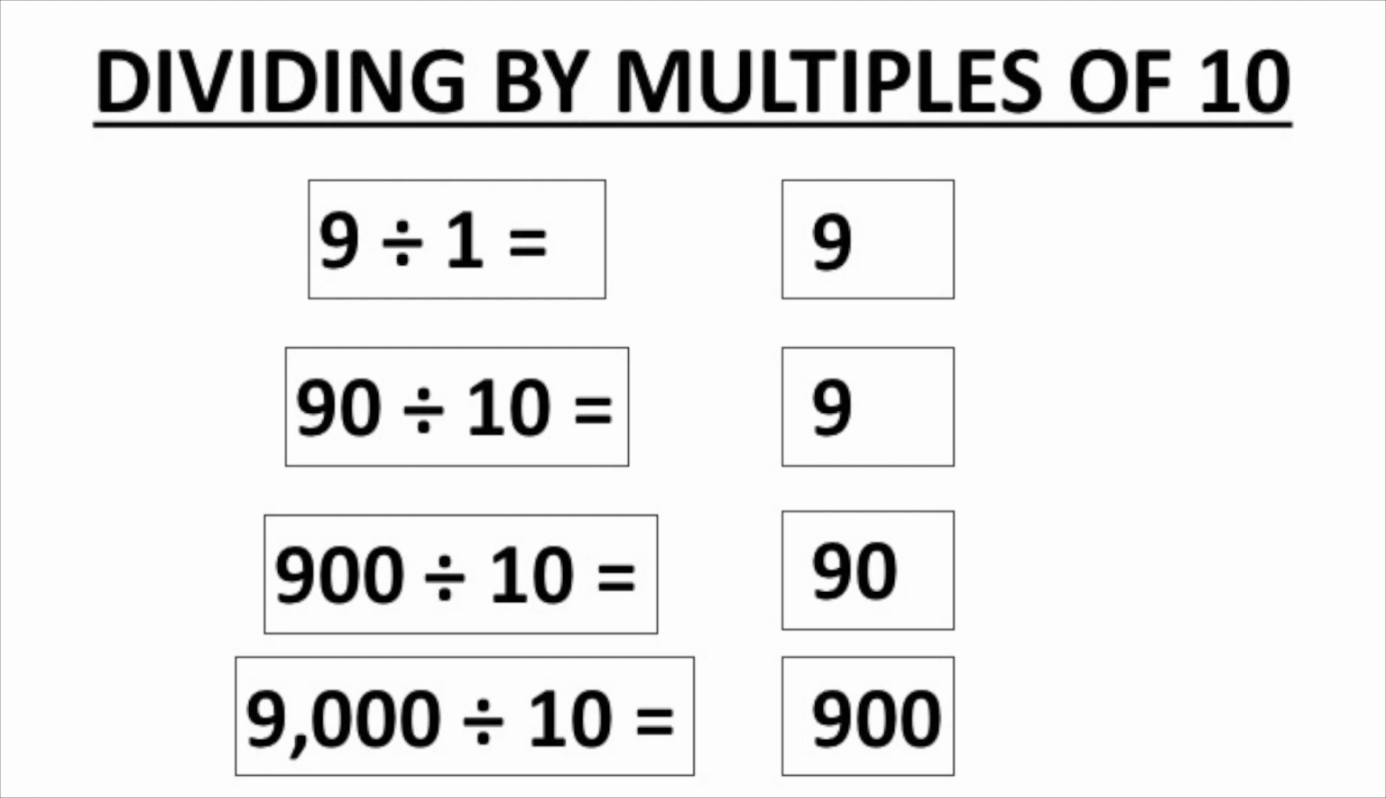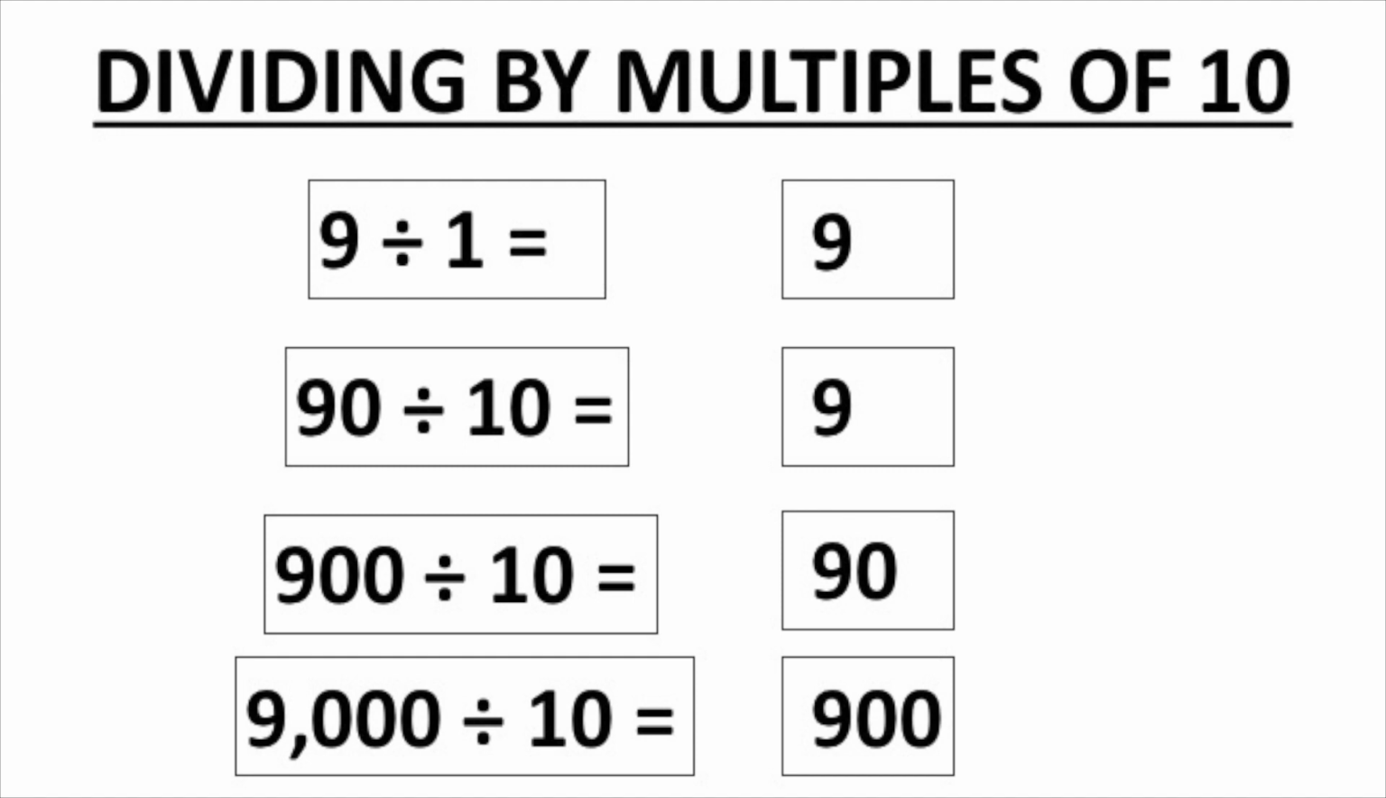9,000 divided by 10. Now we don't have to work it out. All we need to do, count the zeros. How many zeros here? 3. How many here? 1. 3 minus 1. So what we do is we just write the 9 with the 2 zeros. 900 gives us our answer. 9,000 divided by 10 equals 900.